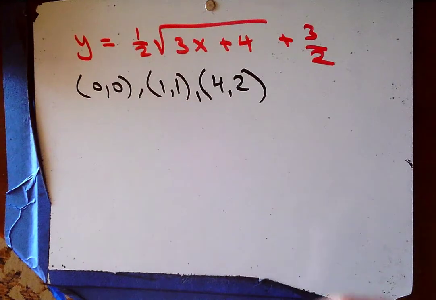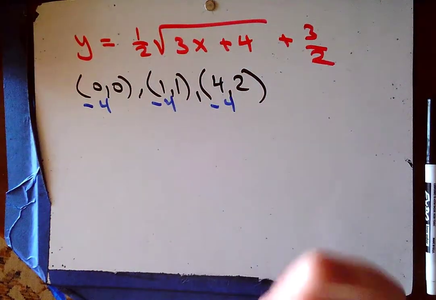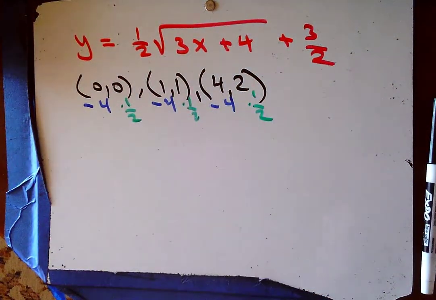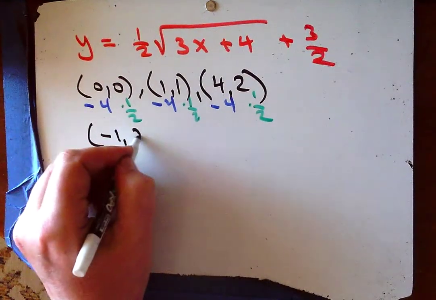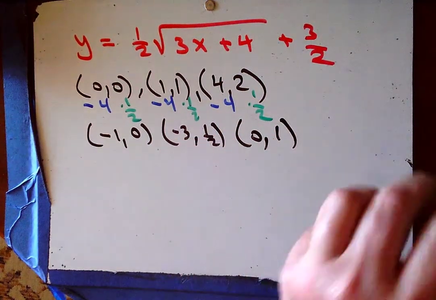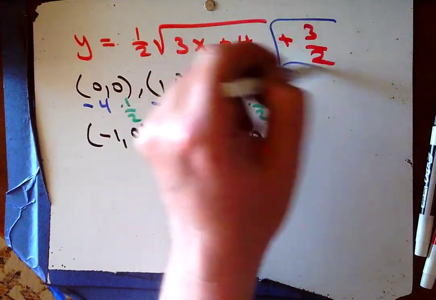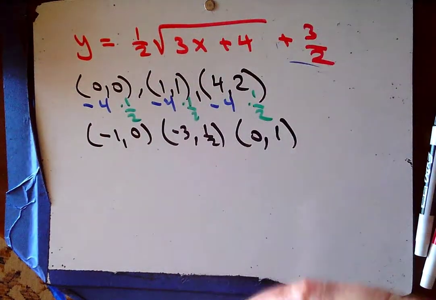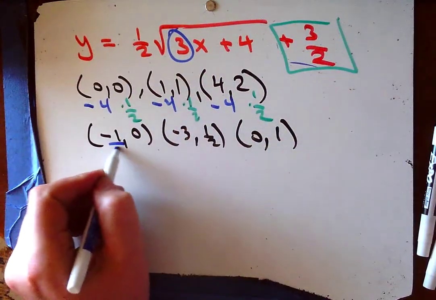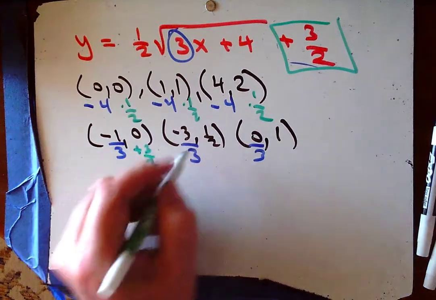And I like doing one x and one y at the same time, so I'm going to subtract 4 from all the x's, and I'm going to multiply all the y's by 1/2. So that gives me -4, 0, -3, 1/2, 0, 1. But I still have two more transformations to go. I need to add 3/2 to all the y values, but I also need to divide the x's by 3.